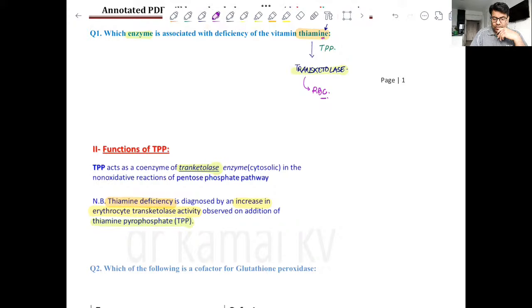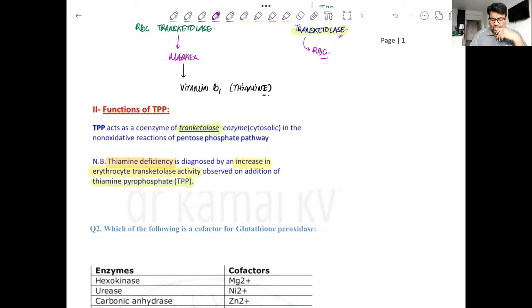The cofactor of thiamine, that is thiamine pyrophosphate, is needed for activity of transketolase, especially in the red blood cells, and therefore the red blood cell transketolase is taken as a marker for deficiency of vitamin B1, that is thiamine. Clear? So just remember this much. And this transketolase is very useful in the pentose phosphate pathway, right?